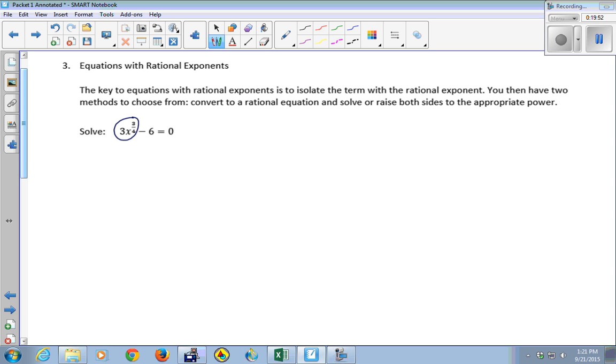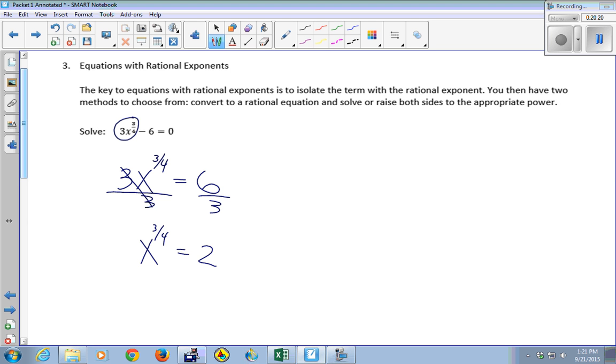Add 6 to both sides. So I'm going to have 3x to the 3/4 equals 6. I could isolate that x to the 3/4 even more. What would I do? Divide by 3. Right, so I have x to the 3/4 equals 2. So no matter which method you do, this is how you're going to start. You want to isolate the x to the fraction.